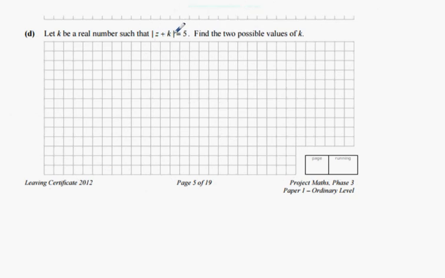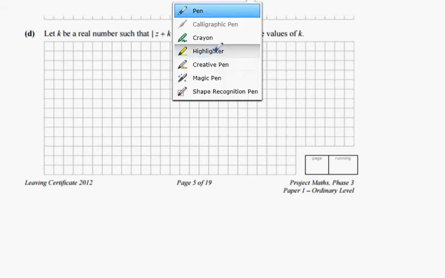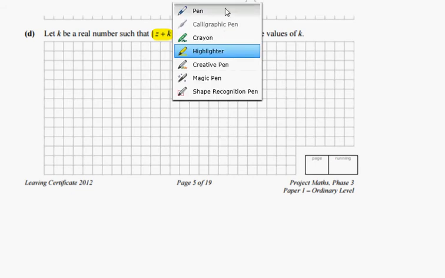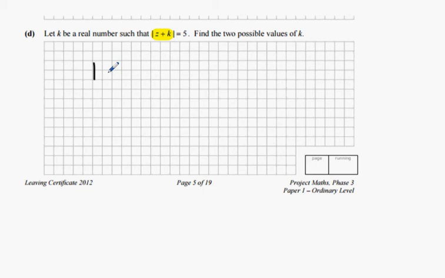Z plus K. First of all, if you take Z plus K on its own, what is Z plus K? So Z is 1 minus 4i, and then what's K? Plus K. So basically you have a real part and an imaginary part. The real part is 1 plus K. K has no i's in it, so it can't be the imaginary part. So you have 2 parts.